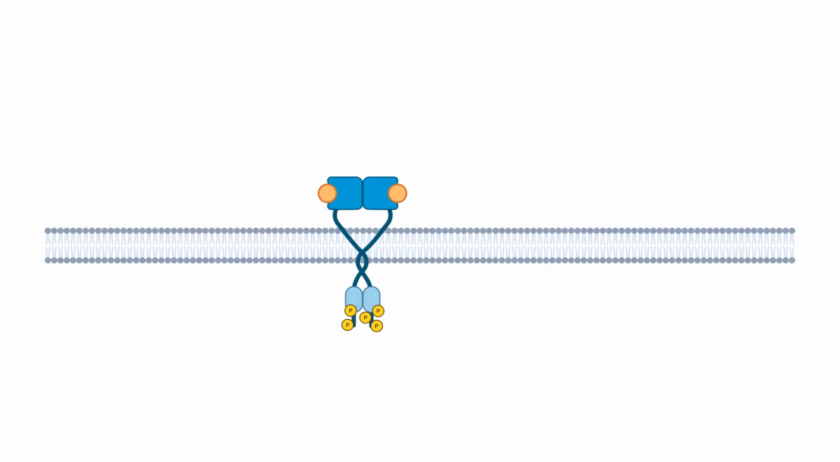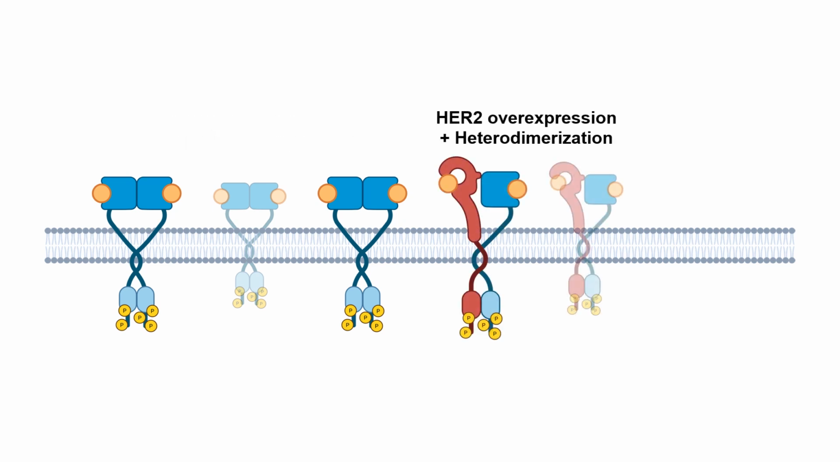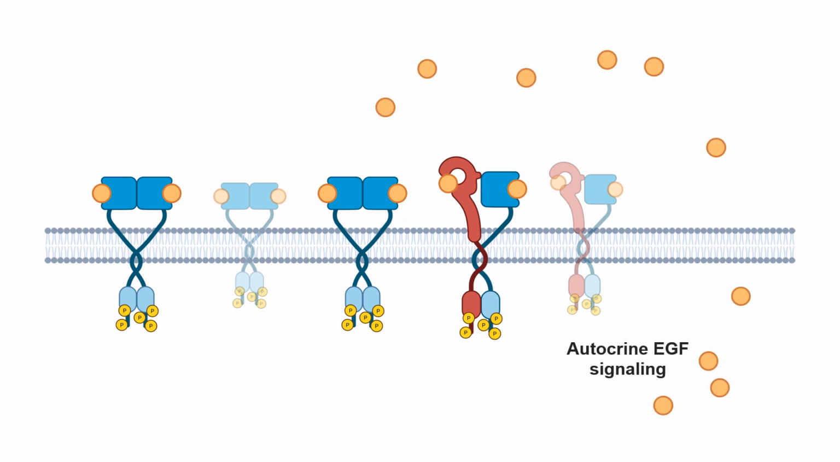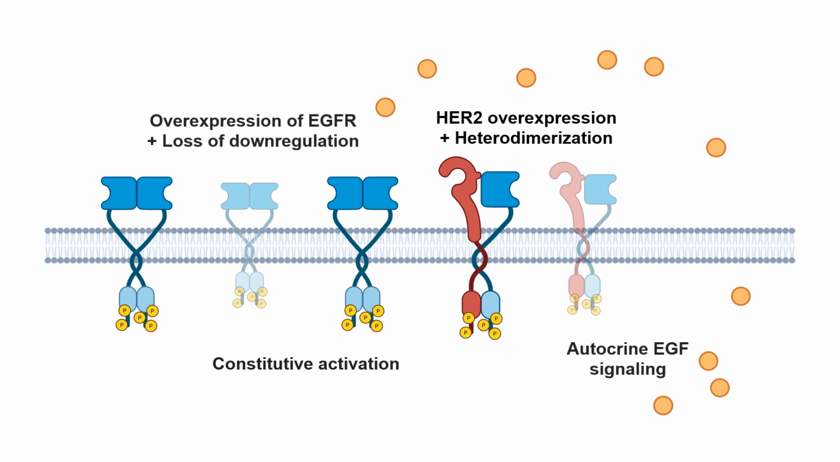In the example of EGFR, one possible way is the overexpression of the EGFR receptor, and also maybe the loss of a downregulation to suppress the signaling. Sometimes it can be partnered with HER2, another receptor protein, which can make a heterodimerization. If this happens, then autocrine EGFR signaling can further activate these pathways, and eventually it can generate the constitutive activation. So here, three mechanisms work together to make the situation worse.